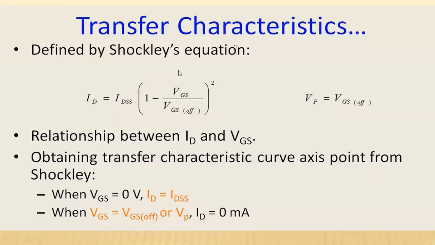Okay, so transfer characteristics are defined by one equation called Shockley's equation. This equation gives the relation between drain current ID and gate to source voltage VGS. So ID is equal to IDSS into (1 minus VGS by VGS(off)) whole square.